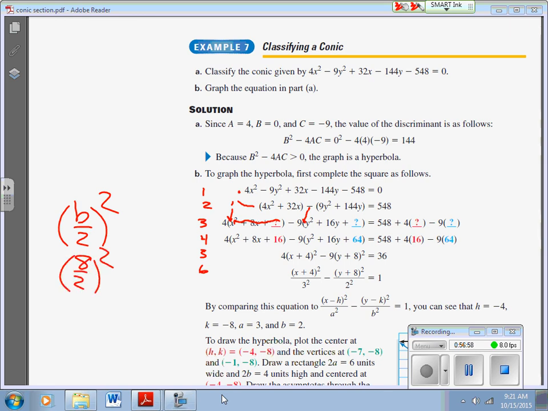8 divided by 2? 4. 4 squared? Okay, do you see the 16 on the other side? All right. Now this is x squared plus 8x plus 16, right?